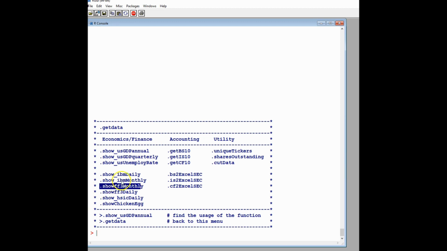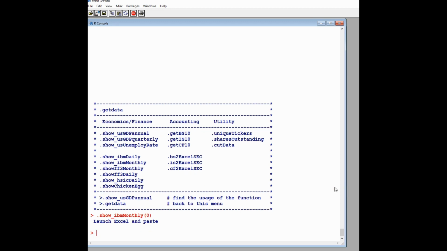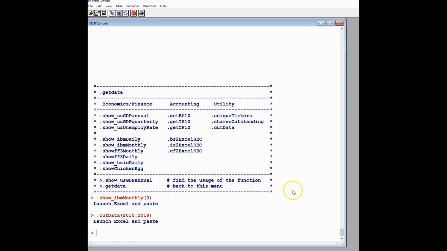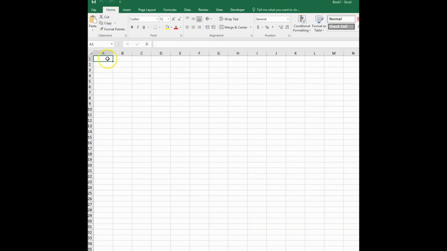Then type show IBM monthly. We enter 0. Then we are going to use cut data. Suppose we use 10 years of data. Cut data, 2010, 2019. Then we go to Excel to paste it there.